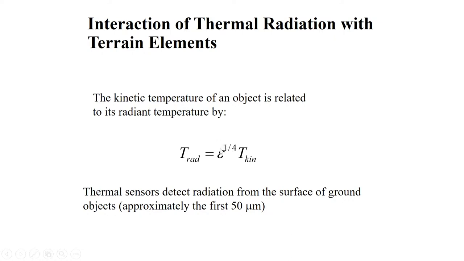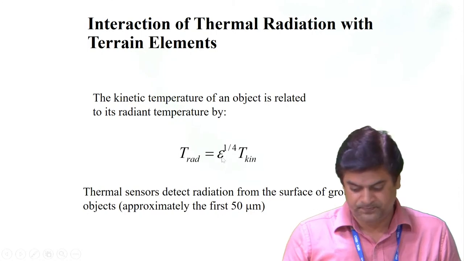Emissivity is going to vary between 0 to 1. So all the objects, all the gray objects, will have emissivity in between 0 to 1. The black body is an ideal object or ideal surface which will have emissivity 1. So only for the black body, radiant temperature will be equal to the kinetic temperature, and for all the other objects, the radiant temperature will be less than the kinetic temperature, because the emissivity will be less than 1.